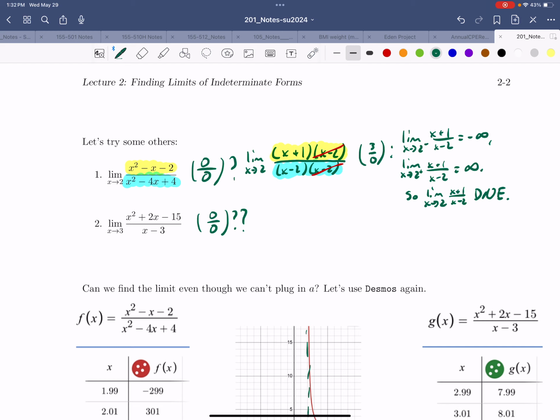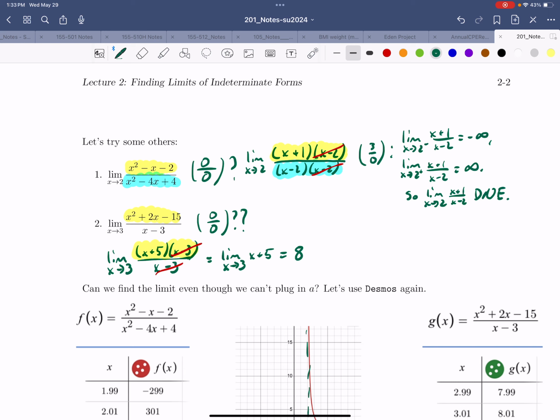Similarly here, we can say, okay, we have the limit as x approaches 3 of, and instead of writing it as x squared plus 2x minus 15, we can factor. Pause it. See if you can factor it. It's going to be x plus 5 times x minus 3 on the top and x minus 3 on the bottom. You can just keep the bottom the same, and you can see that we cancel out. And now what we have is just the limit as x approaches 3 of x plus 5, and that very clearly is just 8.